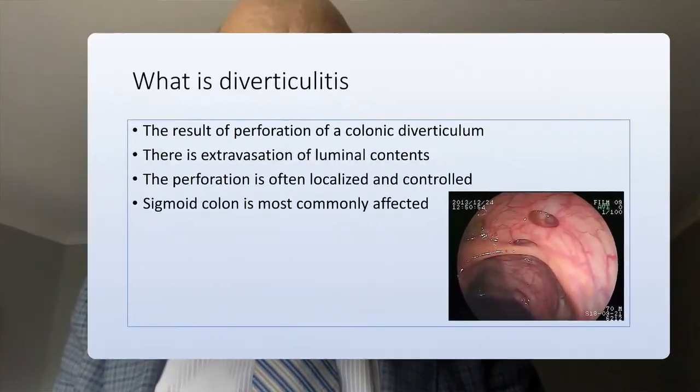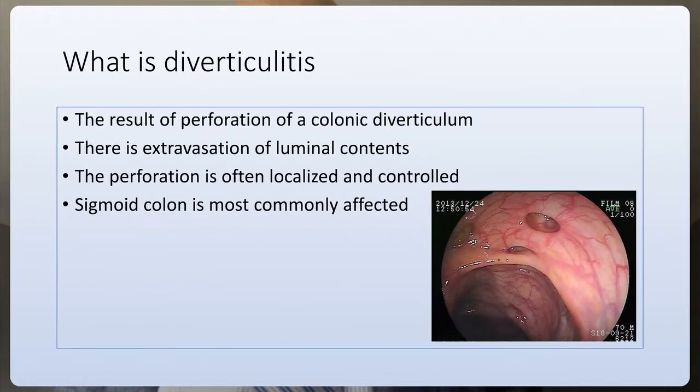Here I have got for you the appearance of diverticular disease in the colon on colonoscopy. So that's how it looks on endoscopy. They are just bland pouches.